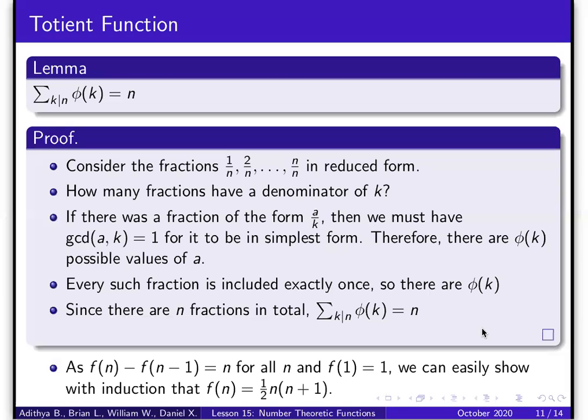And so to conclude, we have that f of n minus f of n minus 1 is equal to n. And we can verify that the base case f of 1 is equal to 1. I won't write the whole proof again here, but the idea is we just use induction using this base case and with this difference of n here. And we can prove that f of n is 1/2 times n plus 1.